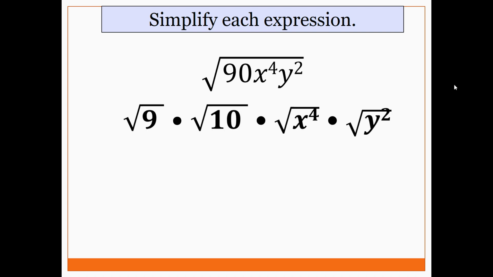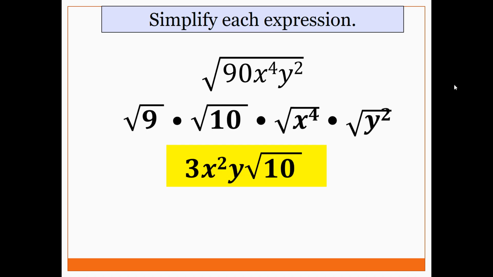There it is again, the PowerPoint. Take the square root of the 9, the x, and the y. I hope this helps you simplifying radicals.